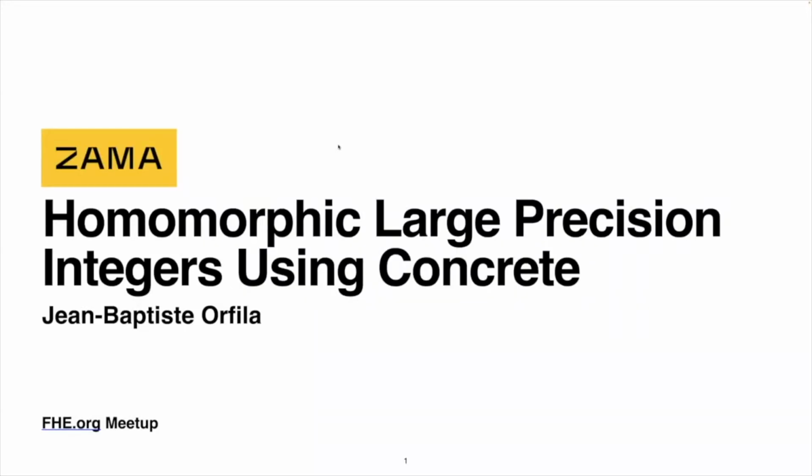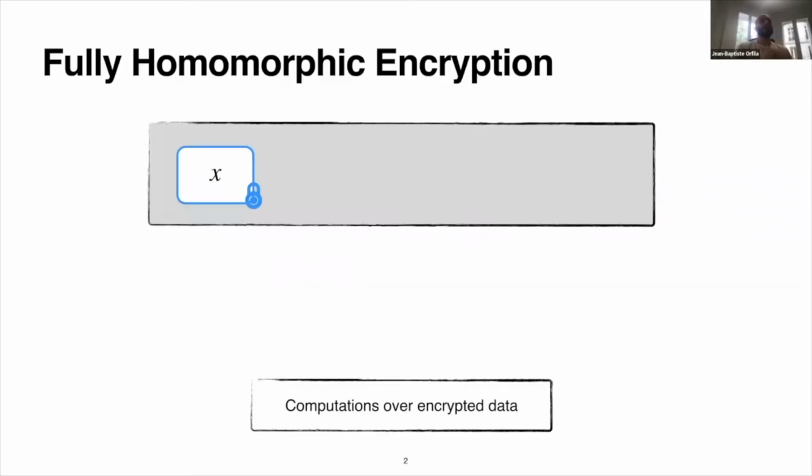All right. So yeah, let's talk about the homomorphic large precision integer using Concrete. So first, a little reminder about what is fully-homomorphic encryption. So let's start with an encryption of a message X. So we will represent the ciphertext with the blue line and the little lock on it. This means this is an encrypted data. So in this case, this is the encryption of the message X.